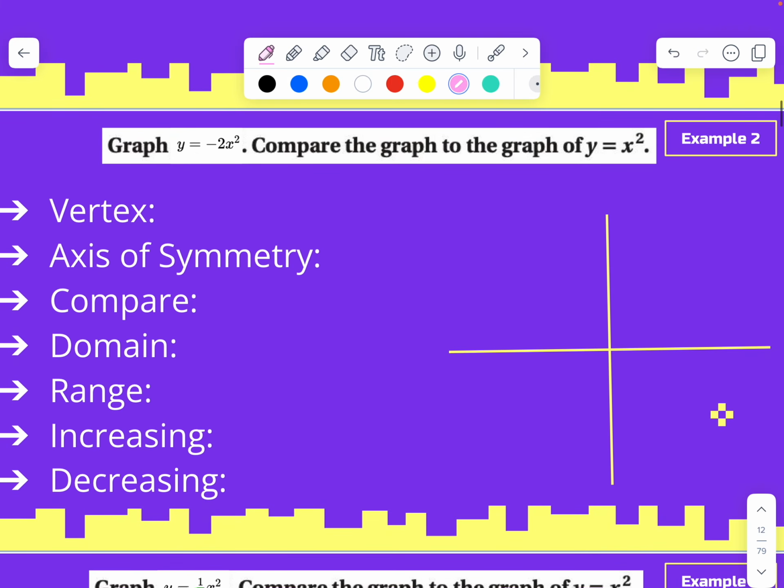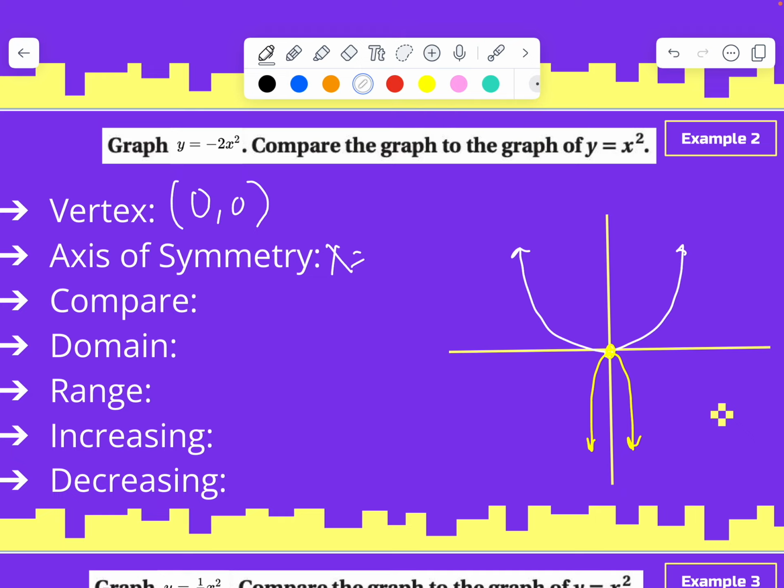So let's sketch this graph and see how we do. We have a negative 2. Oh, negative 2, look at that. If our parent function looks like this, just like a normal one, a negative 2 out in front would be like this. The negative makes it flip, the 2 makes it skinny, or vertical stretch. We've used that language before. Our vertex here is at 0, 0. Our axis of symmetry is x equals 0.